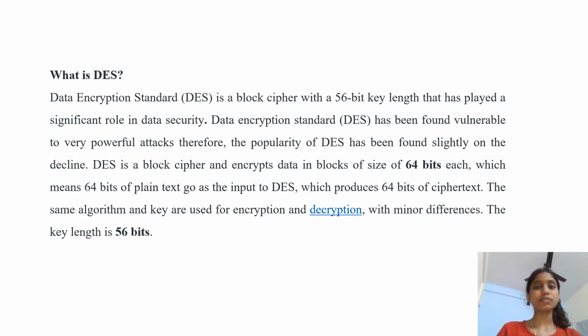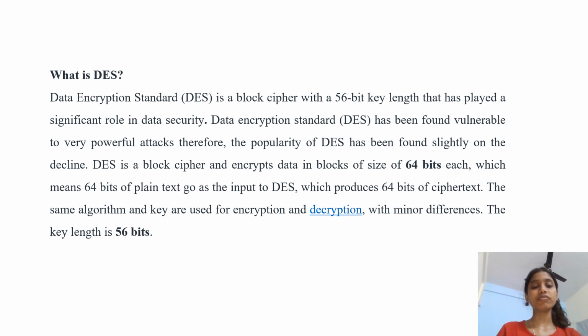What is DES? Let's discuss DES, that is Data Encryption Standard. Data Encryption Standard is a block cipher with a 56-bit key length that has played a significant role in data security. DES has been found vulnerable to very powerful attacks. Therefore, the popularity of DES has been found to be on the decline. So now there is the Advanced Encryption Standard that is replacing DES.